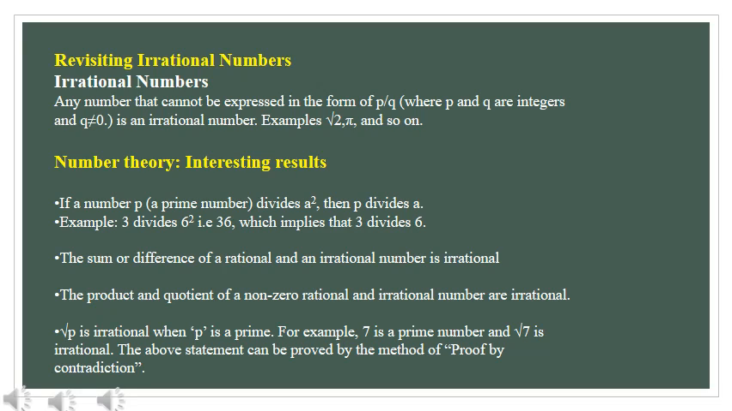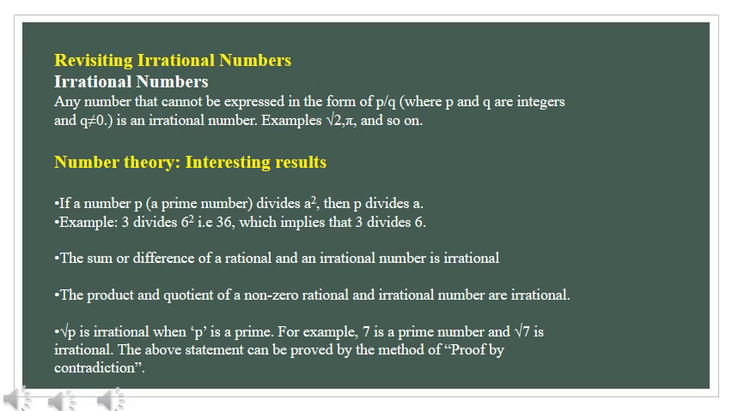Now, we start our next topic, irrational numbers. As you know, an irrational number is a number which we can't express in the form of p by q, where p and q are integers and q is not equal to 0. For example, root 2, root 3, root 5, pi, and so on.